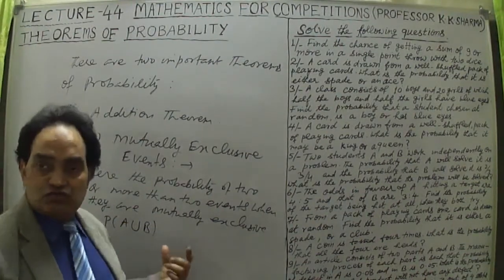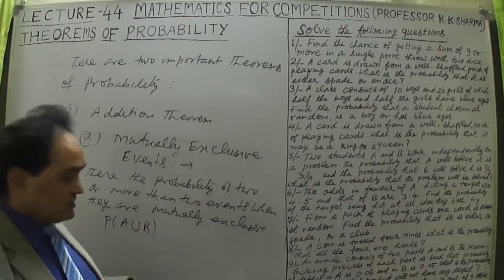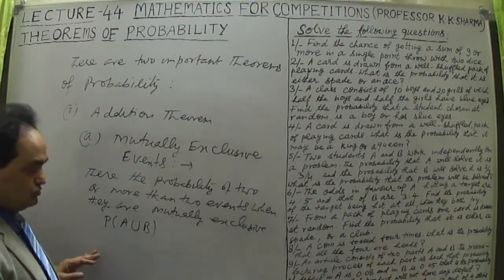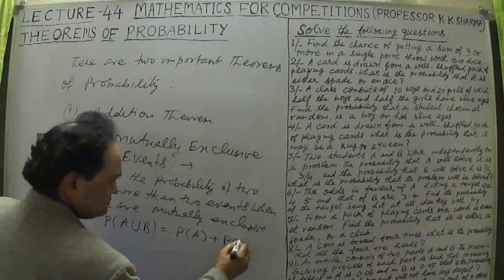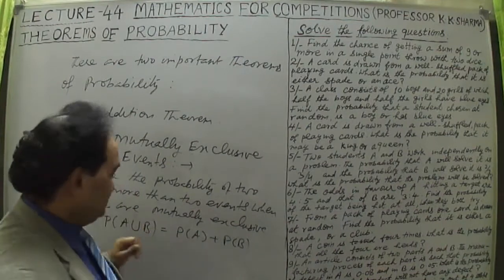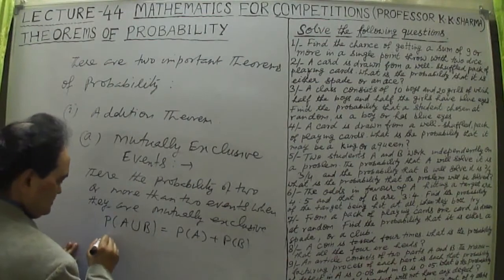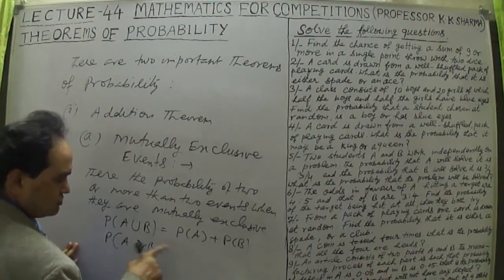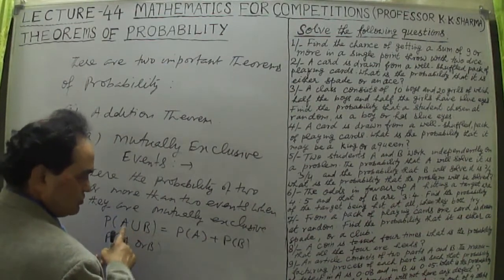Occurrence of at least one of them, either this or both. The probability of occurrence of both events A and B is given by probability of A plus probability of B. Means the probabilities are added up. The probability of A union B, or A or B, is for A or B or both. The union sign is known as or.